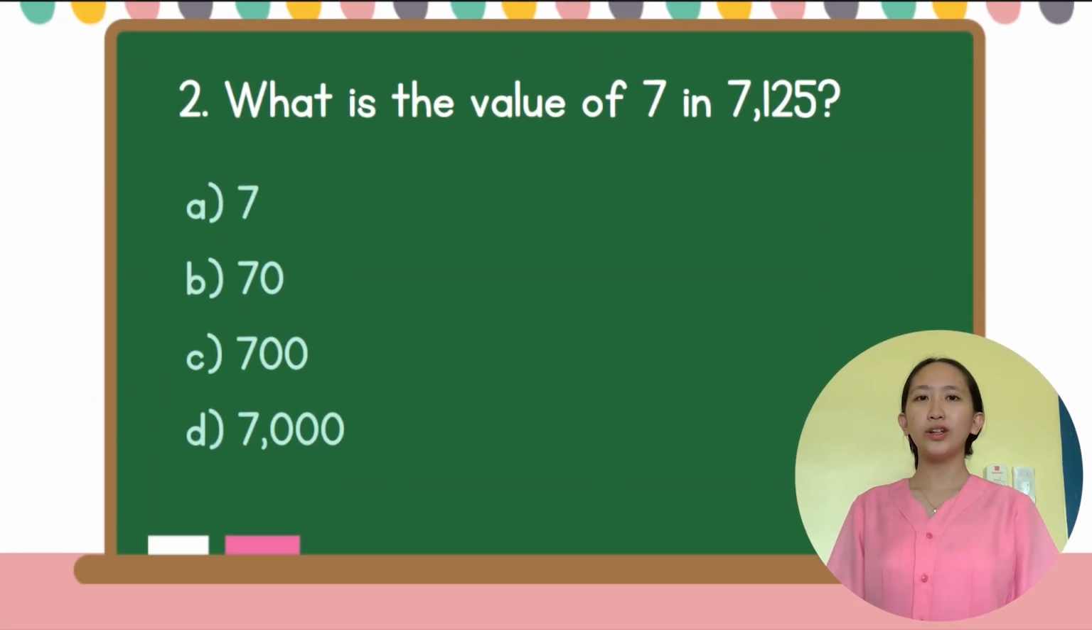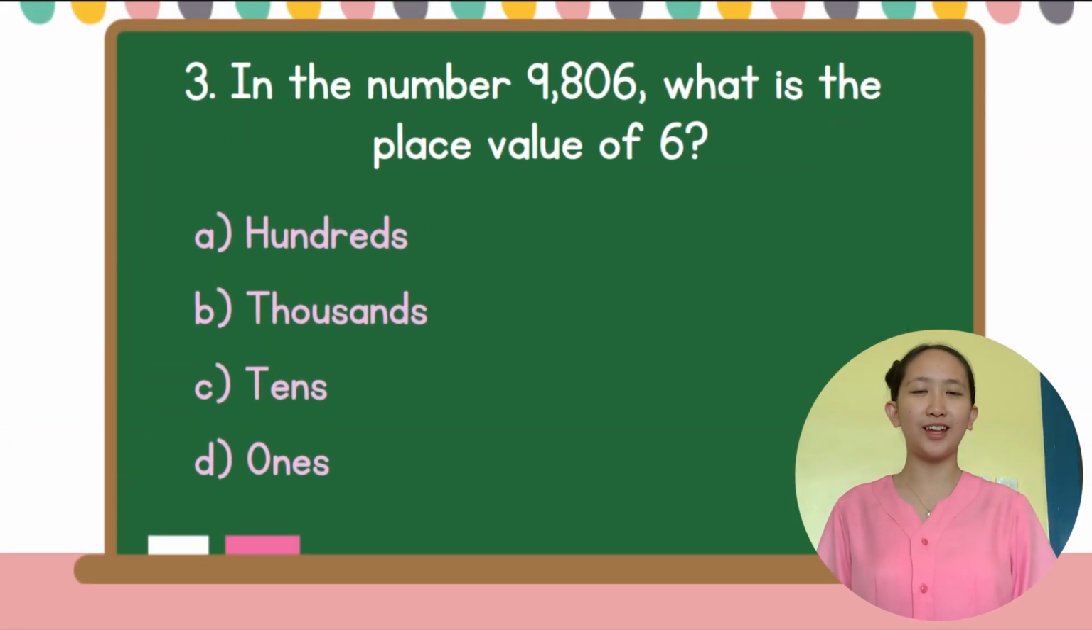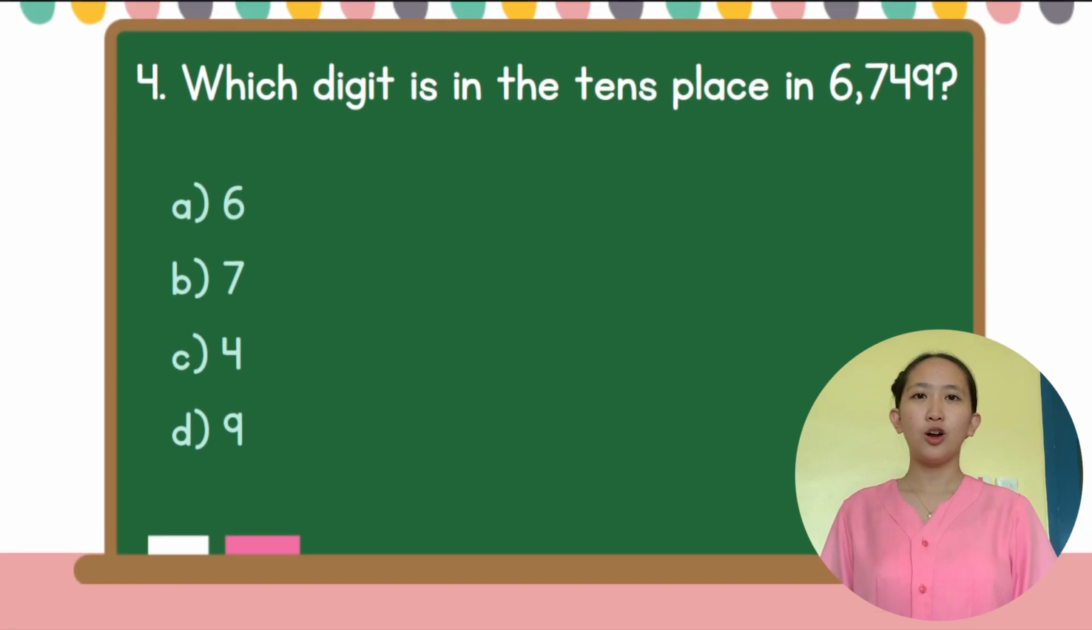Number 2. What is the value of 7 in 7,125? A. 7, B. 70, C. 700, D. 7,000. Number 3. In the number 9,806, what is the place value of 6? A. Hundreds, B. Thousands, C. Tens, D. Ones. Number 4. Which digit is in the tens place in 6,749? A. 6, B. 7, C. 4, D. 9.